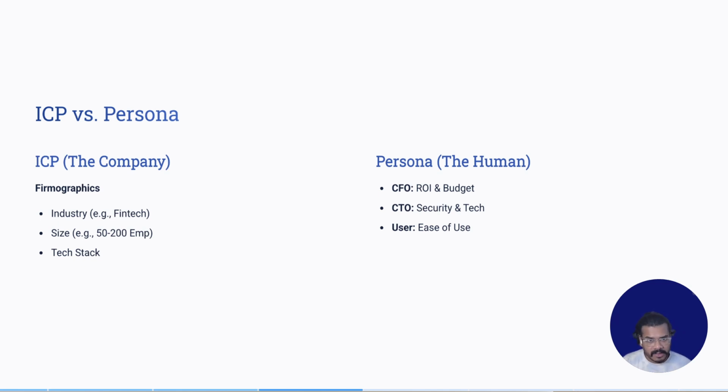Number two is the persona, or buyer persona. Now, this talks about the human. Who is the person who's going to sign the contract or the check for me? Is it the CFO? Right? They always care about saving money. Is it the CTO? They care about security, features, and all of that. Is it the end user? End users always care about saving time. Now, as a salesperson, you need to know your pitch depending on which buyer persona you are talking to. Always remember this. Okay.